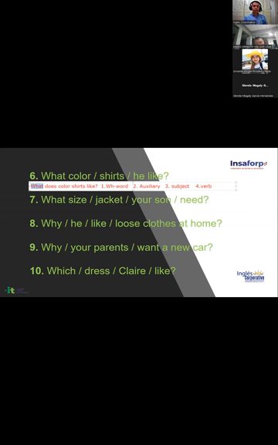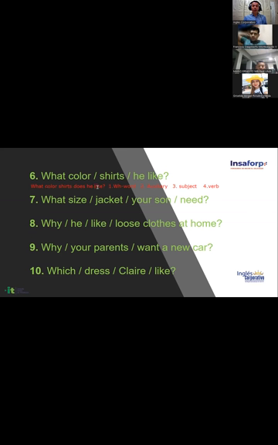WH word, correct. What? In this case, we include the word color, right? What color? ¿Qué color? Look, we have the WH word. Correct. Auxiliary, does. Correct. Subject. No, I don't think shirts is the subject. It would be, what color shirt does he like? Does he like. Excellent.